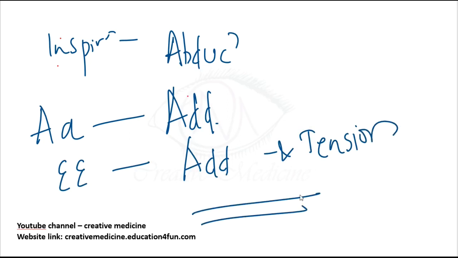On inspection, on deep inspiration you can see the abduction of vocal cords. On saying "ah," you can see the adduction of vocal cords. On saying "e," you can see adduction of vocal cords, and tension of the vocal cords can be visualized.